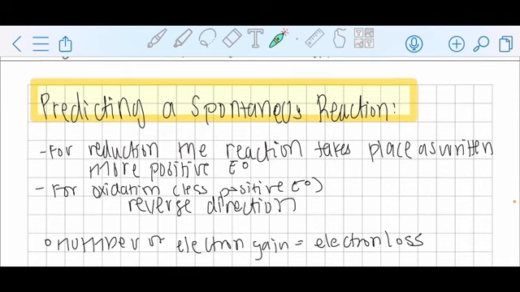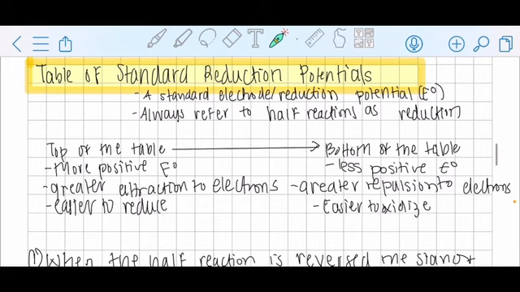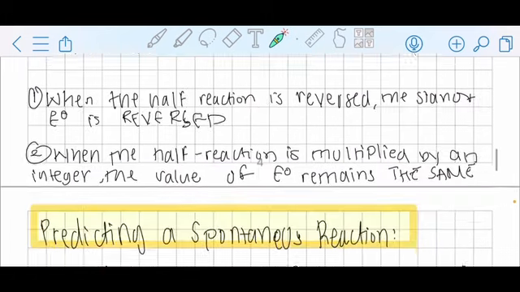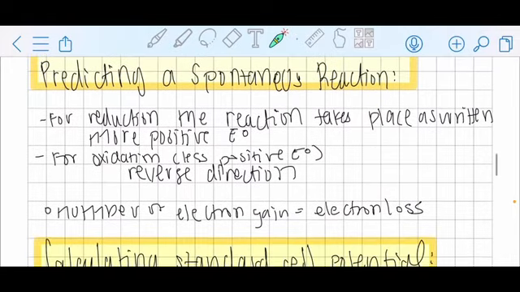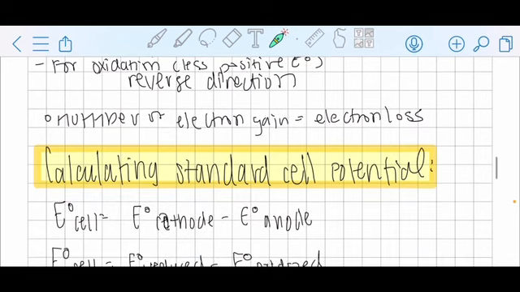We're predicting a spontaneous reaction. For the reduction, the reaction takes place as written, and the reduction is the one with the more positive standard E value. We know this because at the top of the table, the half reactions are easier to reduce, so it stays in place and it is a more positive value. For oxidation, it is a less positive value and you reverse the direction of the reaction. The number of electrons gained should equal the number of electrons lost, and you have to balance it out in this way.